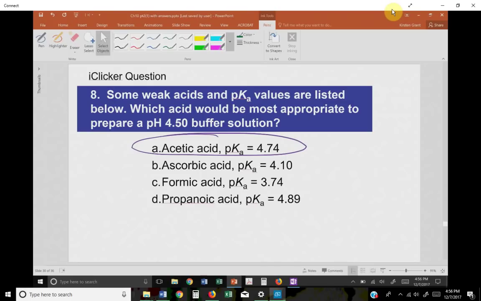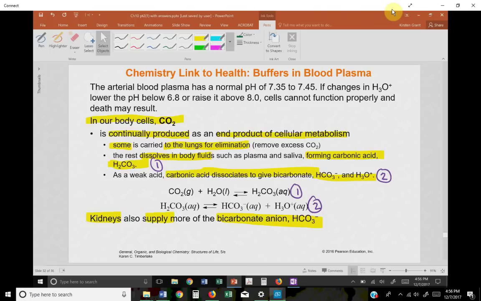Okay. I do believe we went over this slide as well. Whenever we're looking to make a buffer, we want to pick the pKa that's closest to the pH of the solution that we would like to buffer. Propionic acid, if we didn't have any acetic acid in the lab, then we could use propionic acid, although it would not be as useful a buffer because its buffering range would be a little bit lower.